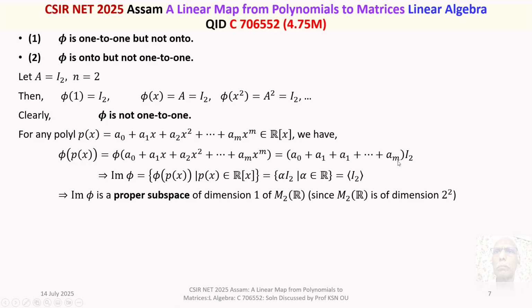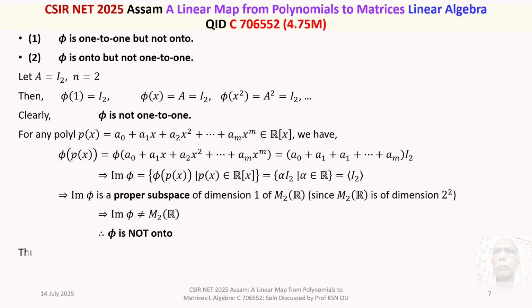And its dimension is 1. It will be a proper subspace of M2 over R, because the dimension of M2 over R is 2 into 2, 2 square. That is why it is a proper subspace of M2 over R. When it is a proper subspace of M2 over R, the image of phi is not equal to M2 over R, and thereby phi is not onto.